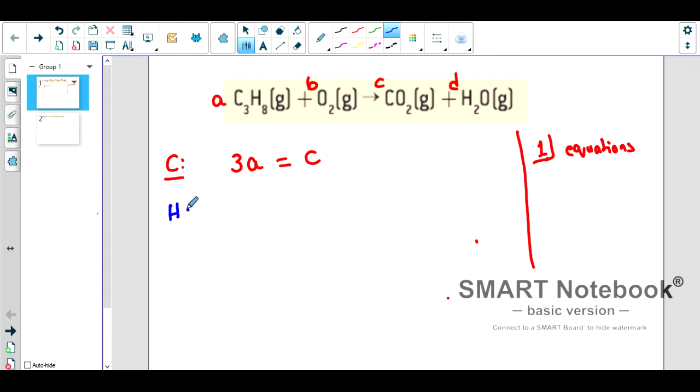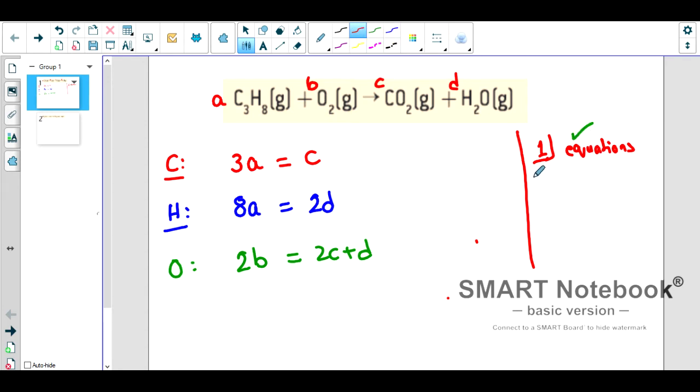Now let's write for hydrogen. We have 8 hydrogens times a, so we have 8a. And on the product side, we have 2 hydrogens times d, so 8a equals 2d. Now let us try for oxygen. How many oxygens do we have here? 2 times b, so we have 2b equals what? Here we have 2c plus d. 2c plus d. Why? Because we have 2c here, and d here, in between is addition, so 2c plus d. We have the equations. Step 1 done.